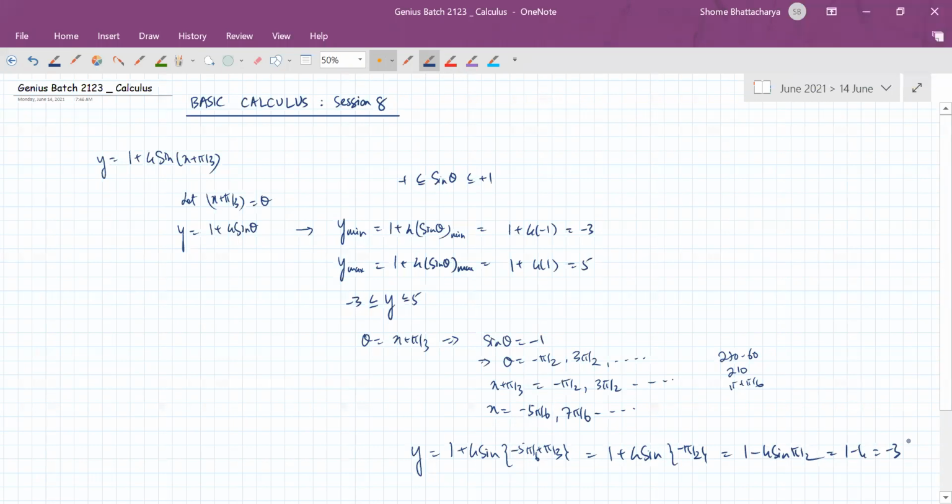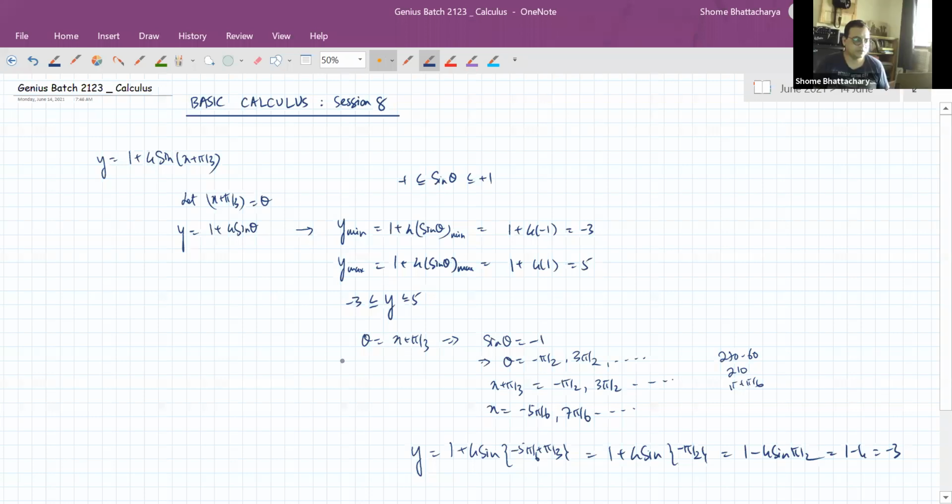Similarly, when, for example, theta is equal to pi by 2 or 2 pi plus pi by 2, and so on and so forth, what is the value of sine theta becoming? It is plus 1. So at that point of time, what is the value of x going to be? When this is pi by 2, x's value will become pi by 2 minus pi by 3, so that is pi by 6, and so on and so forth. So at that point of time, what is y's value? Y's value is 1 plus 4 sine.